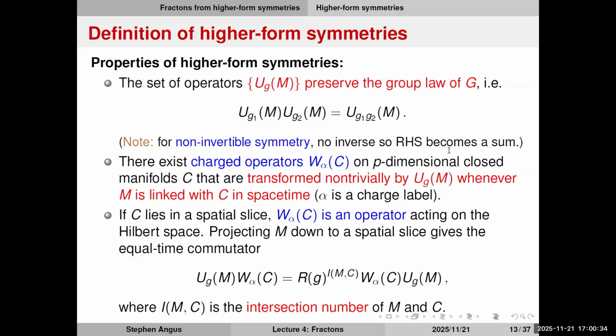Okay, so then the second property is that there are charged operators. These correspond to our charged objects that are on p-dimensional closed manifolds C. And these are transformed non-trivially by these topological operators whenever, on these manifolds M, M and C are linked non-trivially in space-time.